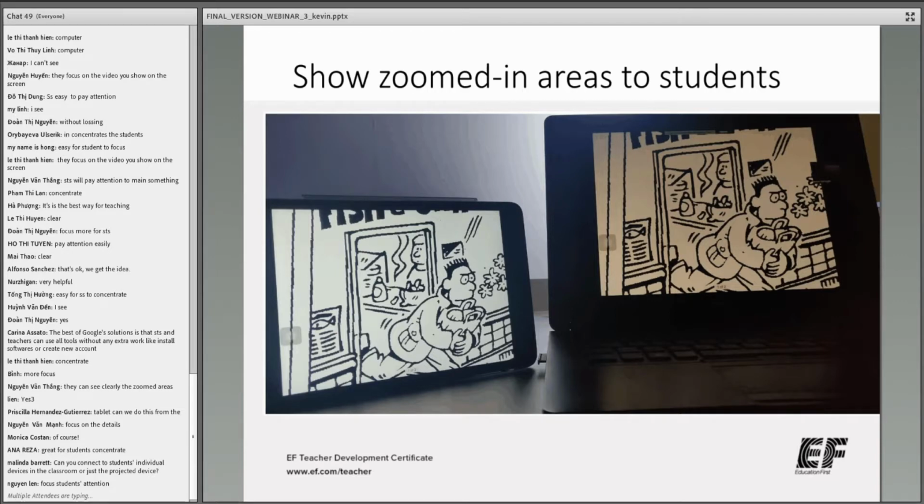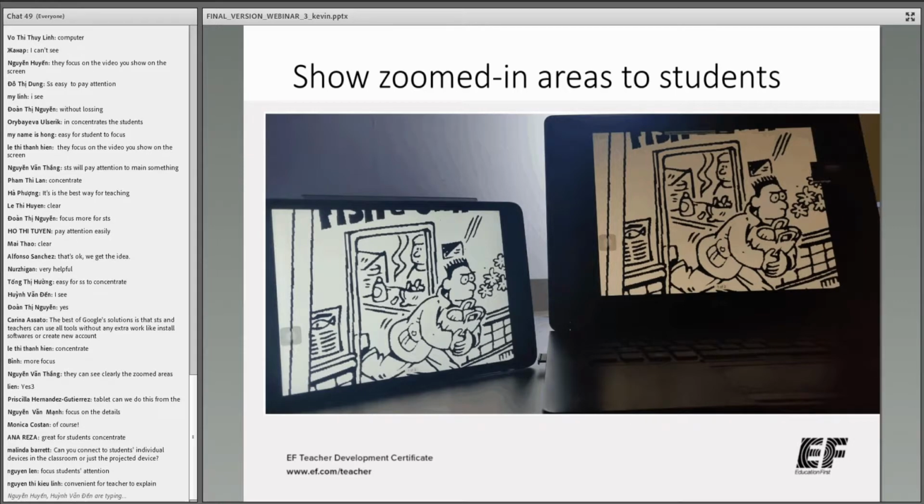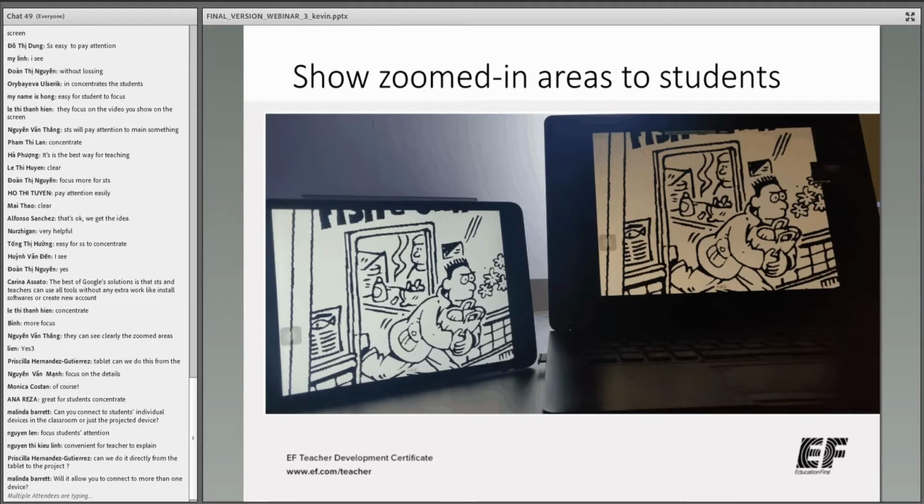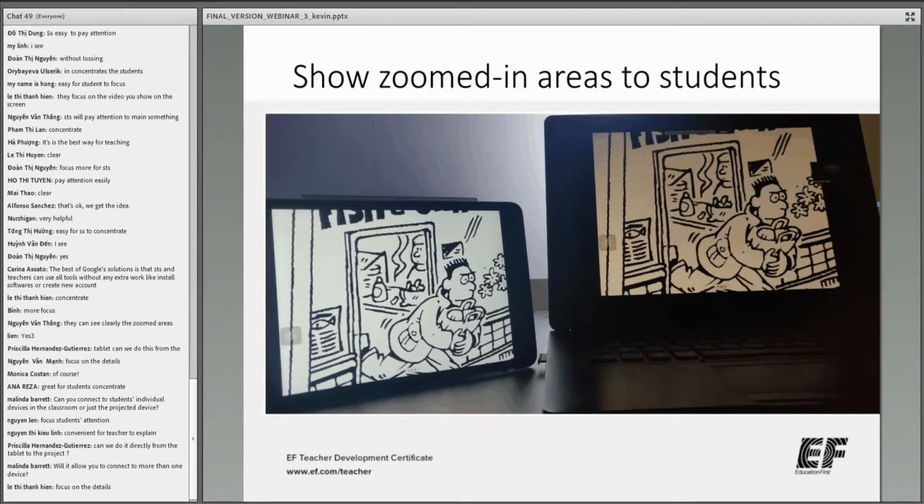So someone asks, can you connect the students' individual devices in the classroom or just the projected device? Technically, you can connect any device in the classroom because all you would do is run Zoom on both the computer in the classroom and the device that you wanted to connect to, and it will just mirror what is on the iPad screen.